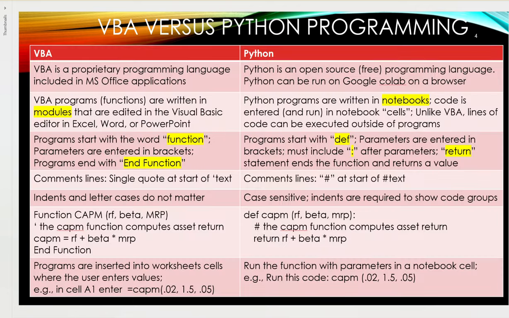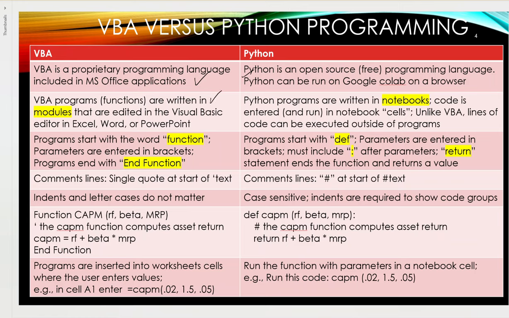Let's just talk about the difference between VBA programs, which hopefully you're already proficient in from the first couple months of my course, and Python. So here's the difference. VBA is a proprietary language that's offered by Microsoft in their applications. Python, on the other hand, is open source. It's a free program. Python can be run on Google Colab and on a browser.